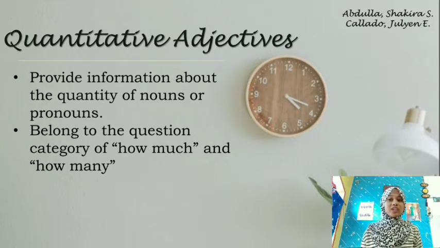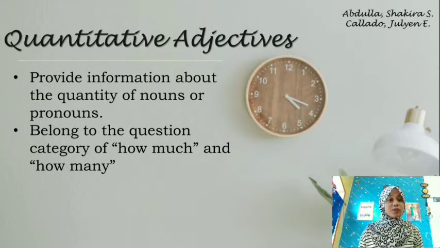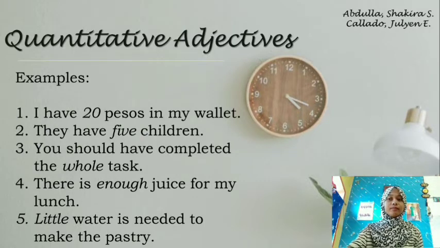So quantitative adjectives are used to describe a noun or pronoun with quantity. Their difference with the qualitative or descriptive adjectives is that qualitative talks about qualities, attributes, and descriptions, while quantitative talks about quantity, amounts, and numbers. And these belong to the category of how much and how many. Let us take a look at these examples.